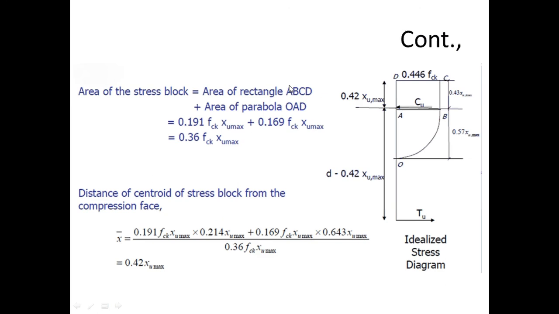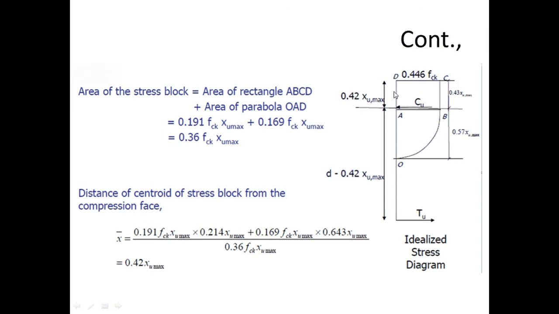So now let me identify the xu max value. It will be 0.48 xu max here. For that we must first know the area of the stress block, because the stress is going to act only in the concrete. So the area of the rectangle: the rectangle is here and the parabola is here.